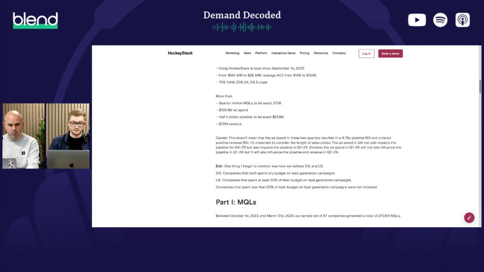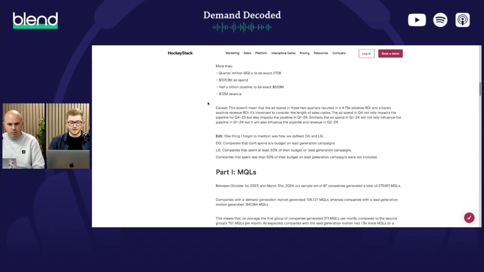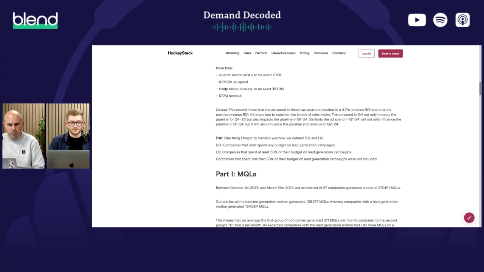And in terms of size, this is an important one to look at. So pretty big range here, from 5 million ARR to 2 billion ARR. So I imagine that is the lowest and the highest company ARR in this report. So yeah, a good range, I suppose, of companies to look at here. And the average ACV of those was from 10K to 150K. So again, good range. 75% of companies in this report were from North America, 20% from the UK, and 5% from Europe.